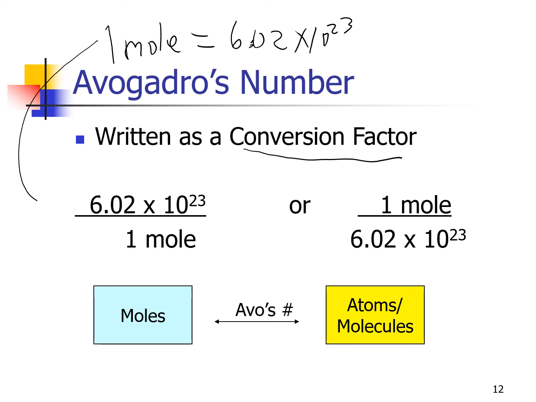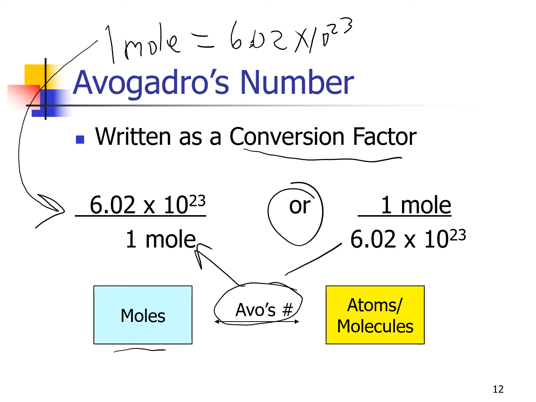So I've created two conversion factors here. I have 6.02 times 10 to the 23rd at the top and 1 mole at the bottom, or I can have 1 mole at the top and 6.02 times 10 to the 23rd at the bottom. So if we have, let's say, 3 moles, and we want to convert that to how many atoms or molecules are within that 3 moles, we can use Avogadro's number as our conversion factor in either one of these formats, depending on how we would need to cancel our units.